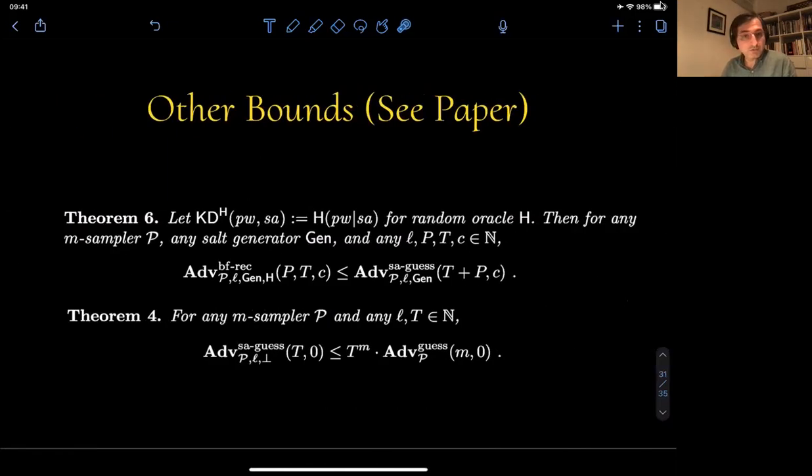So in the paper, we also derive bounds for other cases where we have a general salt generation algorithm, not a uniform one. And I refer you to the paper to check those theorems out.